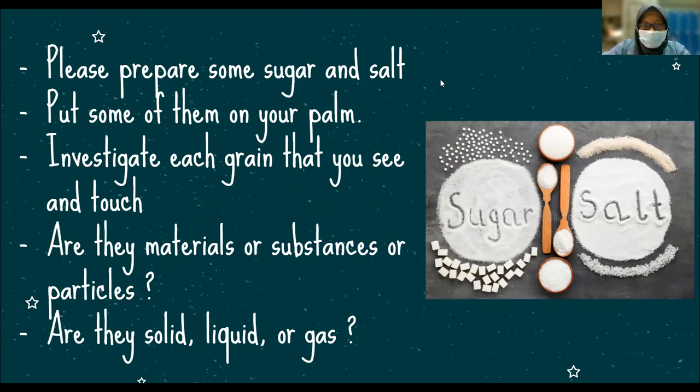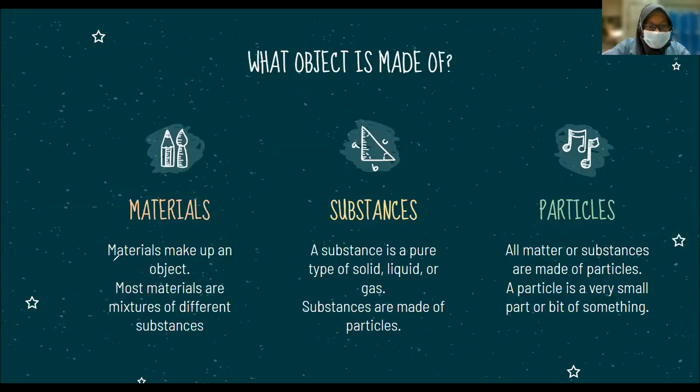If we make a summary about materials, substances, and particles: materials make up an object. If you see any object around you, those objects are made up of materials. Most materials are mixtures of different substances. A substance is a pure type of solid, liquid, or gas. Substances are made of particles.